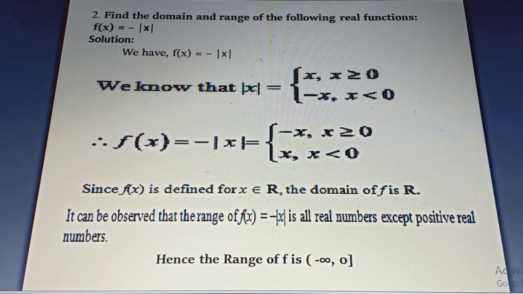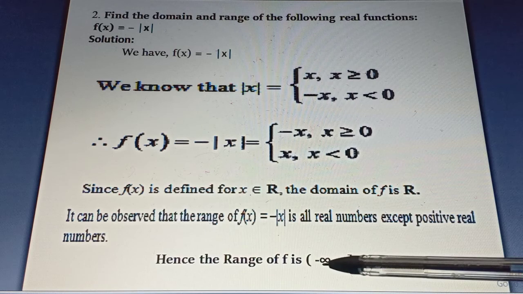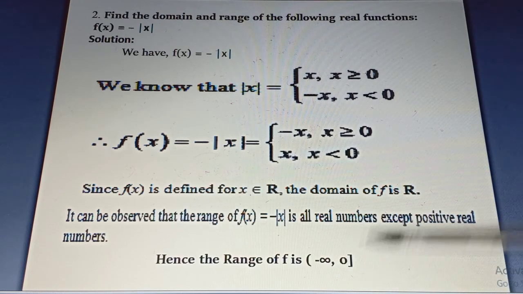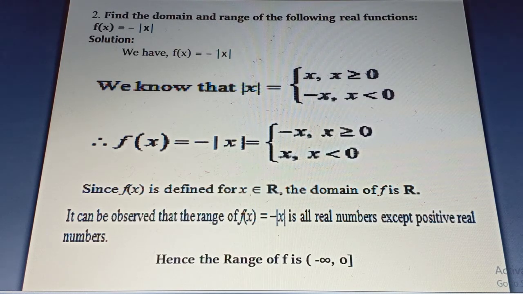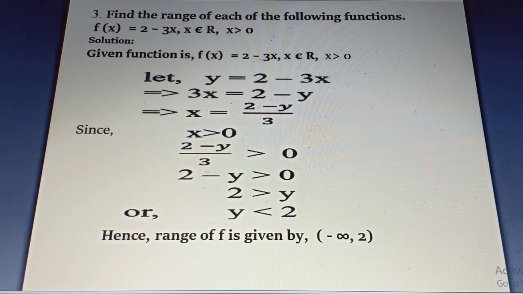I hope students understood how to find the range of a function. Its answer is minus infinity to 0. So why is it a closed bracket? Because when you put the value of x as 0, the value of f(x), which is the range of the function, also becomes 0. So you concluded that the range of f is minus infinity comma 0. The next question is, find the range of each of the following functions. One function is given, we have to find its range. The question is f(x) equal to 2 minus 3x, x belongs to R, and x is greater than 0.